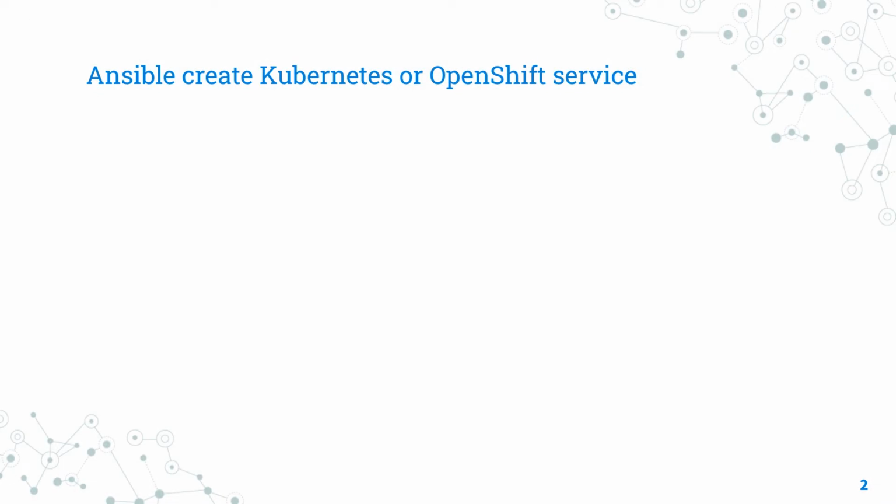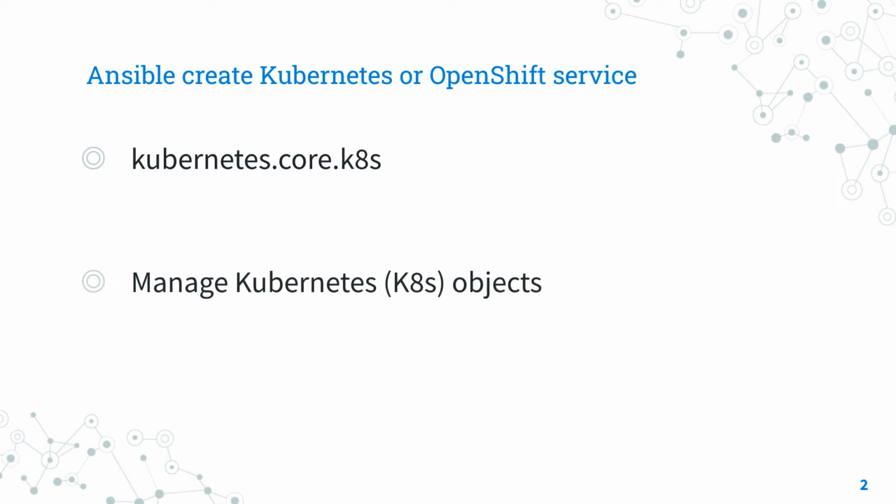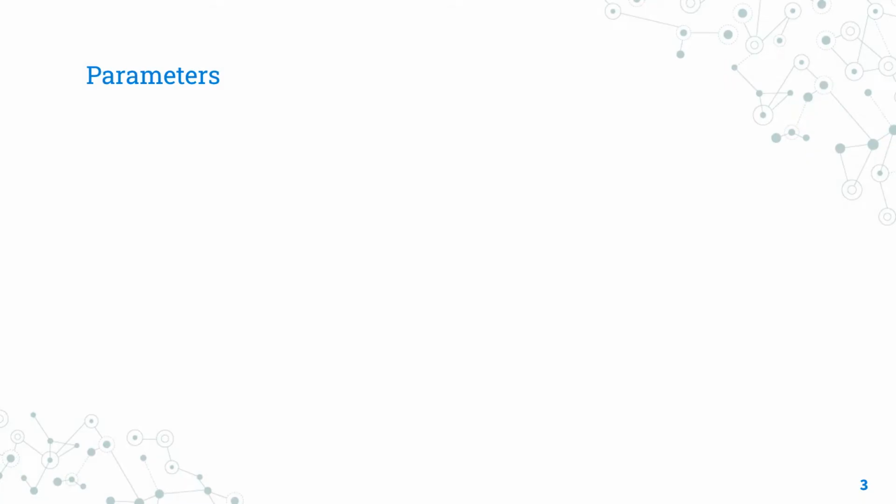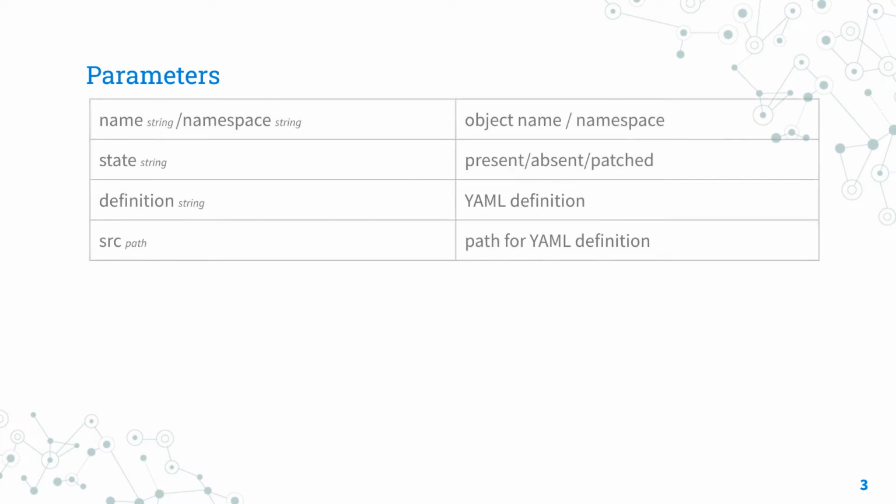Let's talk about Ansible module K8s. The full name is kubernetes.core.k8s, which means that it's part of a collection of modules of Ansible to interact with Kubernetes and Red Hat OpenShift cluster. It manages Kubernetes K8s objects. There is a long list of parameters for the K8s module. Let me summarize the most useful for our use case.